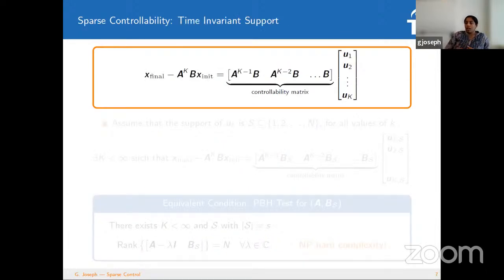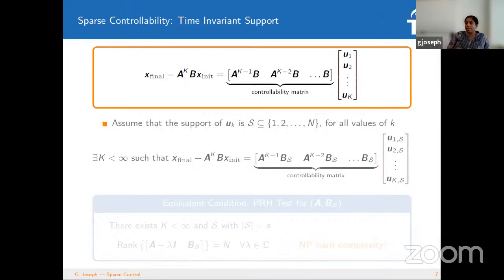Now let's see our problem. In our case, we want to solve this particular set of equations under the constraint that the UKs are sparse. So we start with the time invariant case, which means the non-zero entries of all the UKs are the same, or the support of UK is fixed for all values of K. Let's assume that the support of UK is denoted by a set S. So S denotes the actuators that we are going to select. We have 1, 2, all the way up to capital N actuators, and S denotes the subset of actuators that we choose to control. Once we choose S, all the UKs will have the same support S. So we don't change the set of actuators at every time, but we work with a fixed set of actuators.